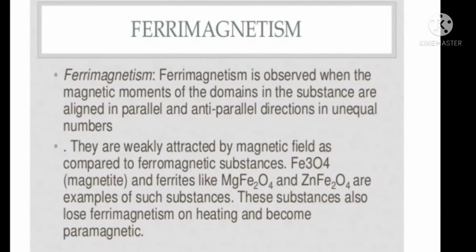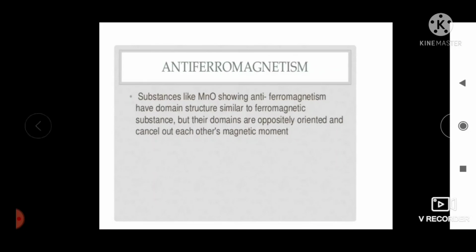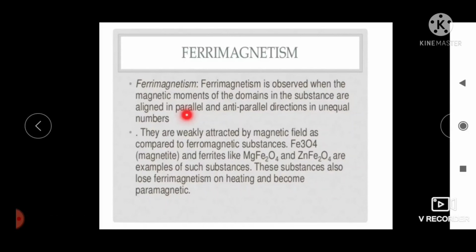Ferrimagnetic substances. In certain ferrimagnetic solids, the magnetic moments of domains align in parallel and anti-parallel directions in unequal numbers. This is shown in this picture. As a result, they have a certain resultant magnetic moment or magnetic character, which is of permanent nature. Ferrimagnetic solids are less magnetic than ferromagnetic solids. For example, the magnetic oxide of iron Fe3O4 and ferrites, whose general formula is MFe2O4.